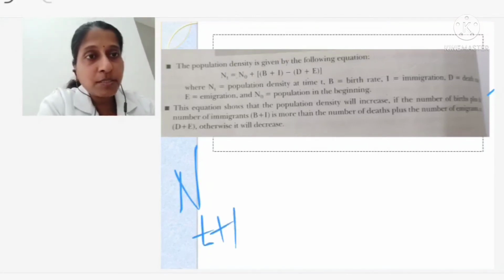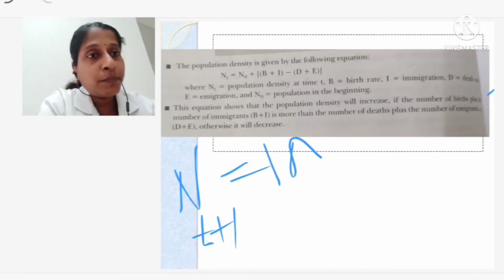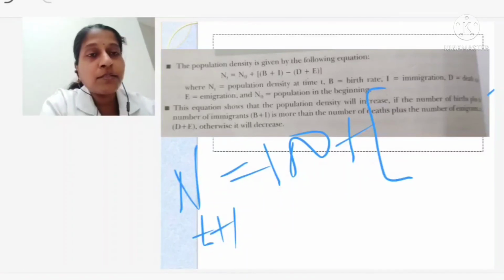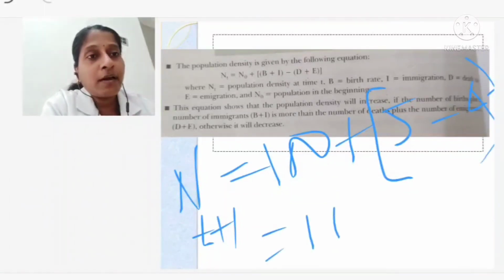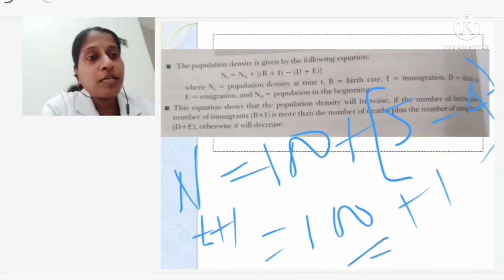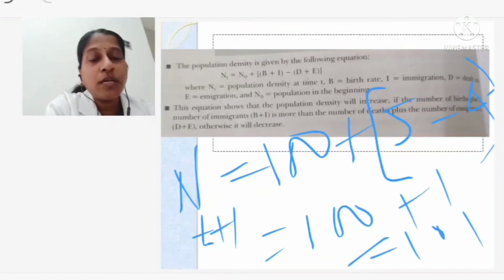NT plus 1 means this year I am going to calculate, which will be equivalent to the previous year plus the birth and immigration, I said 3 plus 2, that is 5, minus the death and emigration, 4 in total, isn't it? So I am getting 100 plus 5 minus 4 is 1, turning out to 101 as the population during 2021.